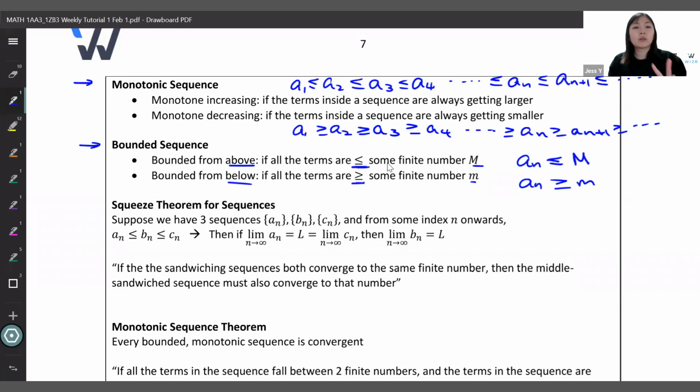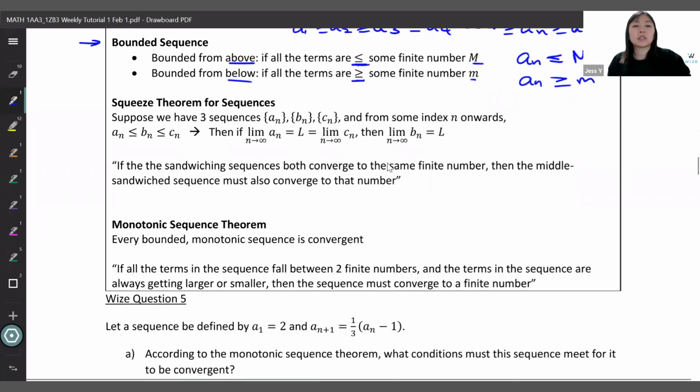And there are two important theorems when it comes to sequences. There's the squeeze theorem, which I'm not going to spend too much time going over. It's the same squeeze theorem as your limits, okay? If you remember your limit squeeze theorem, that's what it is. It's not too fancy. But the monotonic sequence theorem is a little bit more important. It says that every bounded monotonic sequence is convergent.